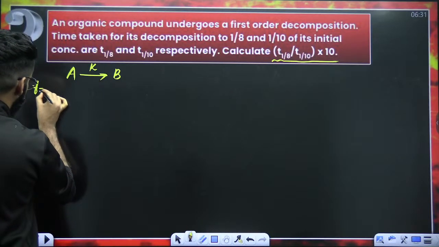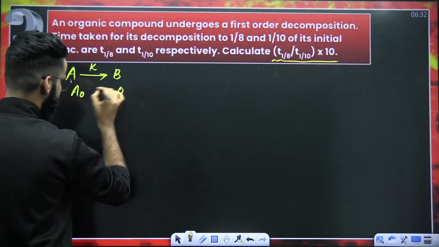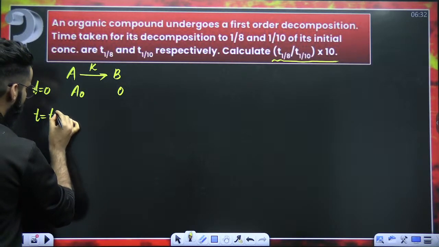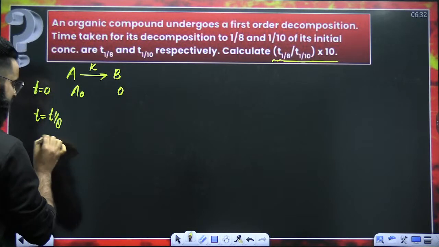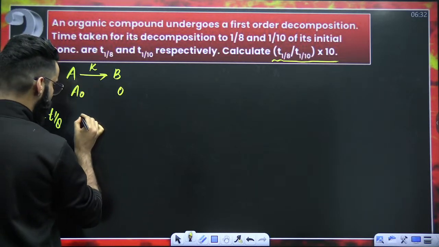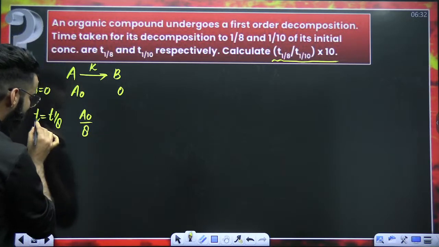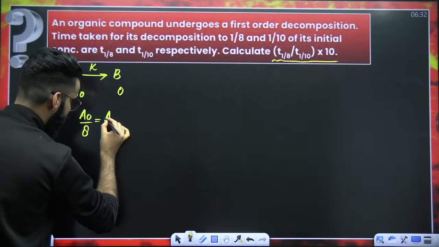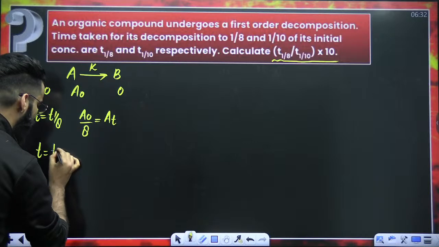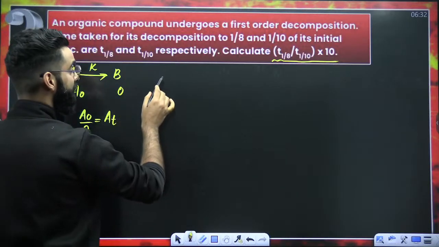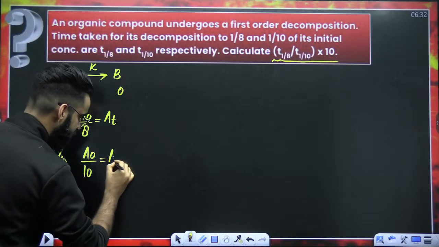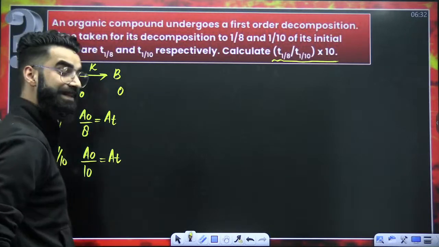Now, dear students, at time T is equal to 0, the initial concentration of reactant is A0, and the product is 0. Now I'm defining two times. The first time is T equal to T1/8. This is the time at which the concentration of the reactant reaches 1/8 of its initial value, so the concentration left is A0/8. Similarly, at time T equal to T1/10, the concentration of the reactant reaches 1/10 of its initial value, so the concentration of reactant left is A0/10.